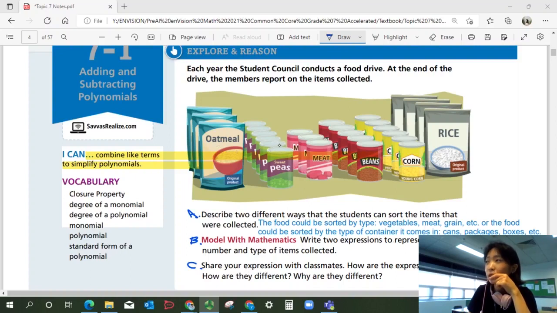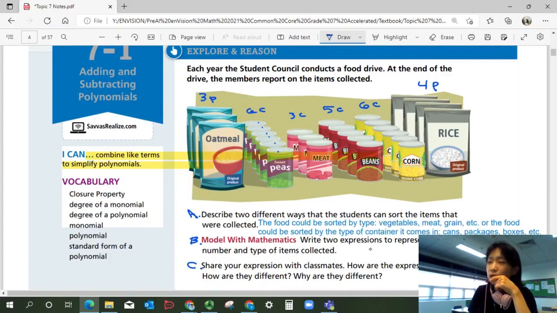So see how many peas there are. 1, 2, 3, 4, 5, 6. There are 6 cans of peas. 1, 2, 3 cans of meat. 1, 2, 3, 4, 5 cans of beans. 1, 2, 3, 4, 5, 6 cans of corn. 1, 2, 3, 4 packages of rice. And then let's do 4p and then 6c, 5c, 3c, 6c, and then 1, 2, 3 packages of oatmeal.